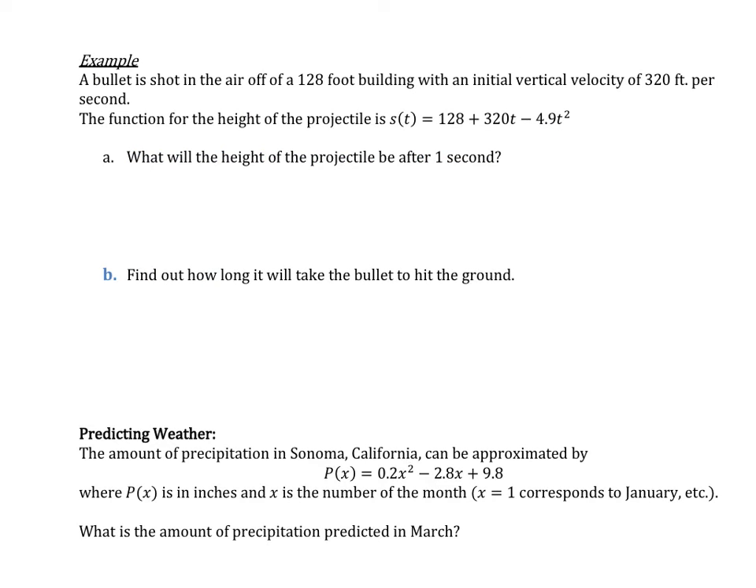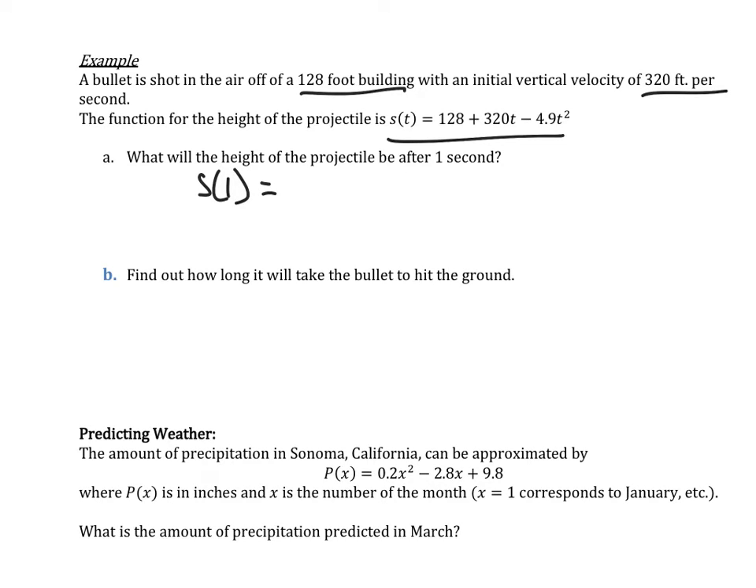So a bullet is a projectile. Okay, a bullet is shot in the air off a 128-foot building. It's got an initial velocity of 320 feet per second. And so the function of its height looks like this. S of t equals 128 plus 320t minus 4.9t squared. So this would be if it's shot straight up in the air, all right? So what will its height be after 1 second? Well, that's S of 1.